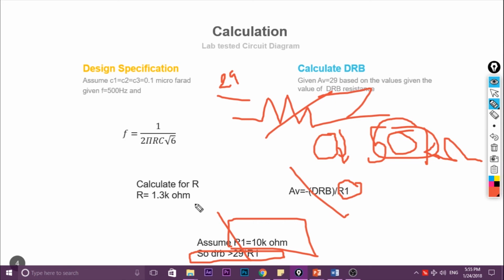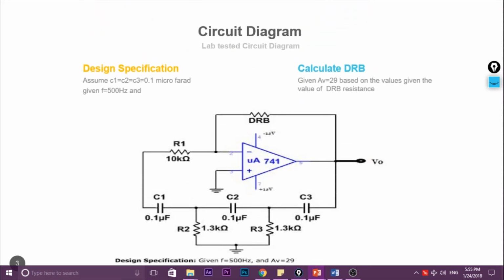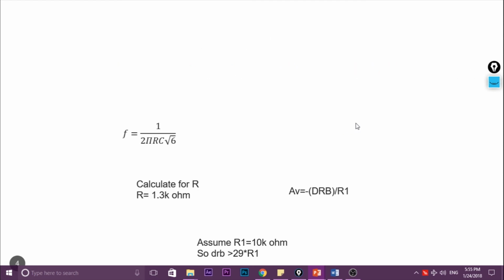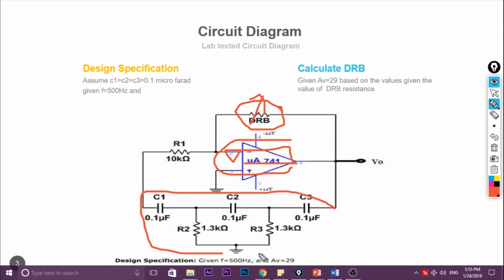This is the easiest experiment compared to all other experiments. But you have to check the working of all components, because some of them may not be working. Sometimes the op amp is not working, and sometimes the DRB may have a problem. Make sure you check the DRB and the op amp. The rest of the R and C components will be alright. These two will definitely cause an error.